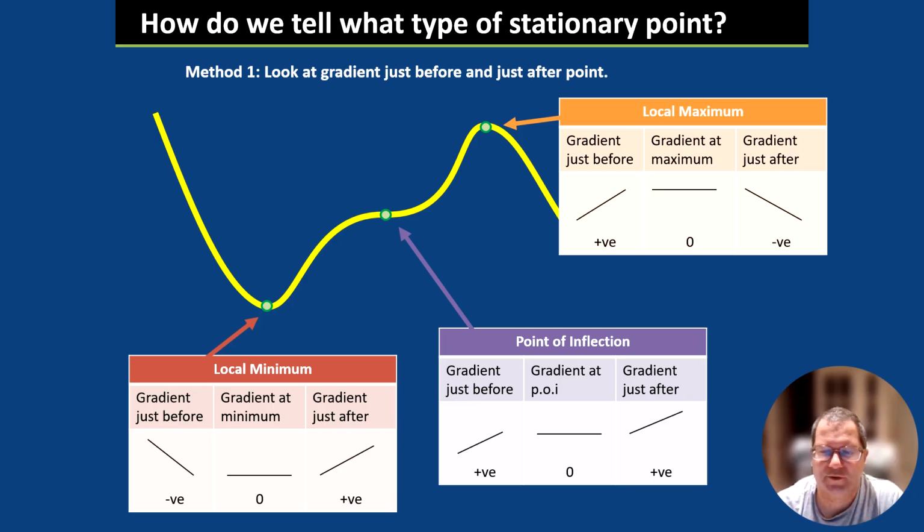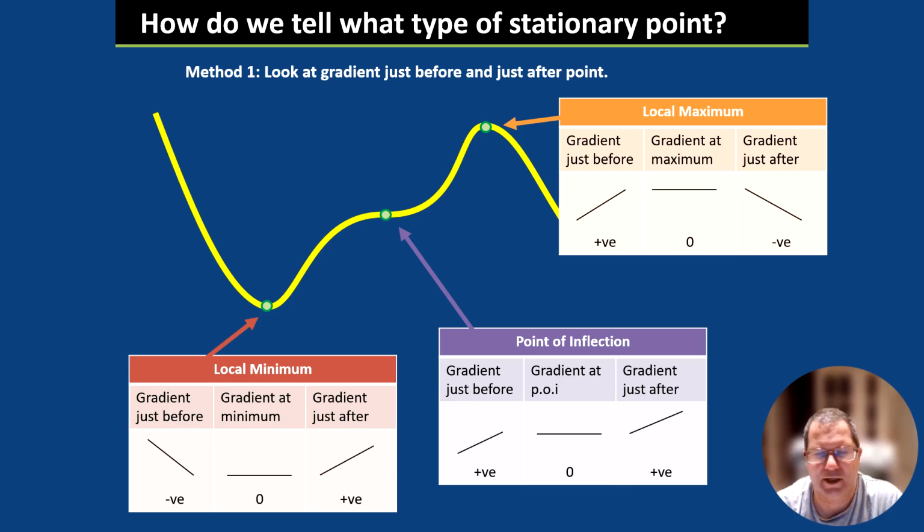So given that we have turning points and points of inflection, how do we tell what type of stationary point we have? Well, the first method is to look at the gradient either side of the point, just before and just after it. So looking at our yellow squiggly curve, as we travel from left to right, the first stationary point we encounter is a local minimum. And we can see that the gradient just before it is negative, the gradient at the point is 0, and the gradient just after it is positive.